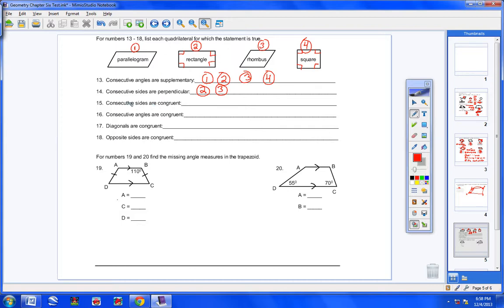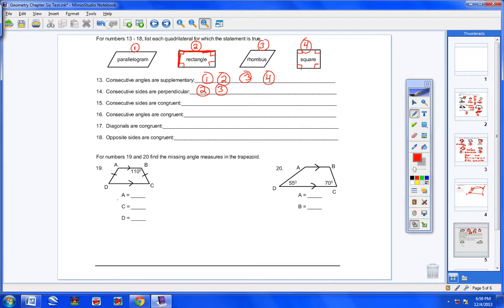Consecutive, not opposite. Consecutive sides means two sides side by side are parallel. Well, that's not always true for a parallelogram. Look how little this side is and look how long that side is. Nope, not true. A rectangle, not always. No, look at this little side here. Look at this long side here.